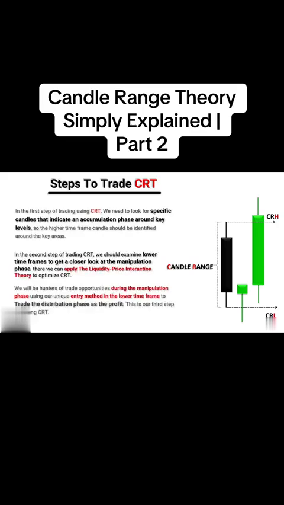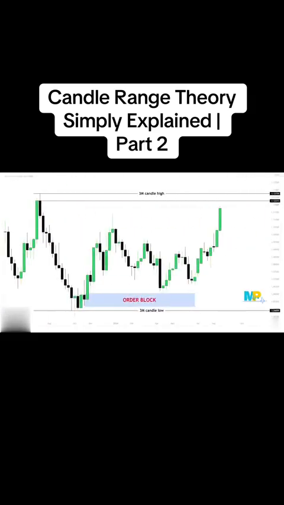Previously, we have discussed how to identify the best candle range for safe trading. Now, let's focus on how to manage and execute trades within the safe candle range. As the second step of trading CRT, we should examine lower time frames to get a closer look at the manipulation phase. There we can apply the liquidity price interaction theory to optimize CRT. Our entry will appear at this phase in the form of an order block.